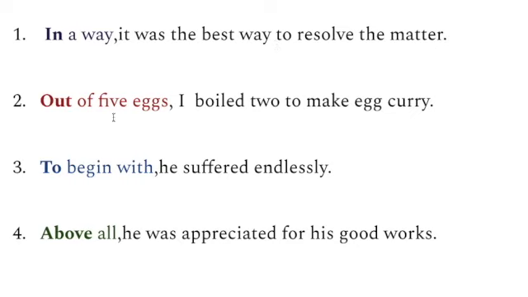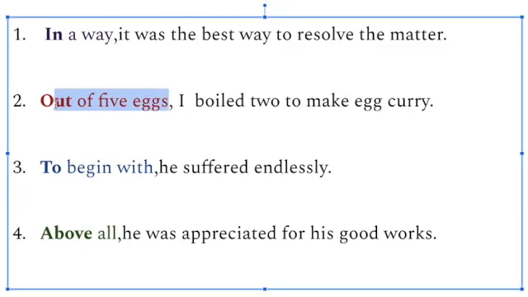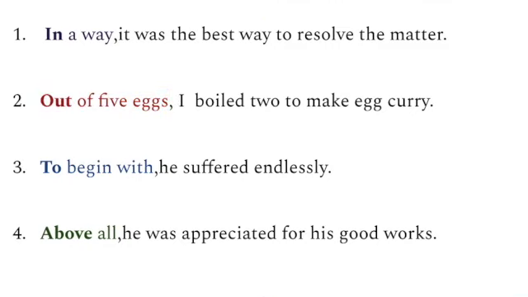Similarly, look at this one, "out". Out, individually, is a preposition. But you see the combination of words, "out of the 5 eggs", this forms the prepositional phrase. So the prepositional phrase is separated by a comma. Out of 5 eggs, I boiled 2 to make egg curry. Third one, to begin with. "To" is a preposition, and "to begin with" is a prepositional phrase. To begin with, he suffered endlessly.